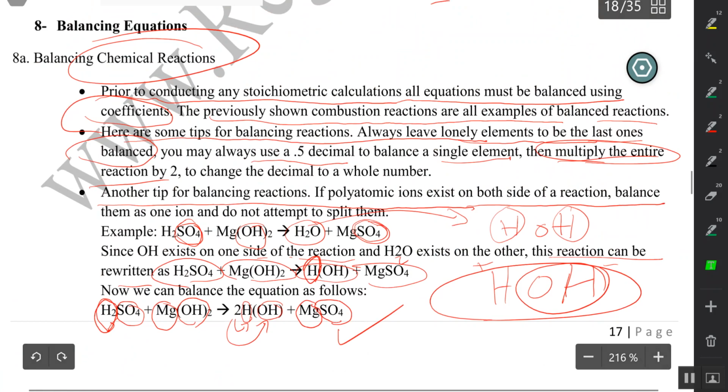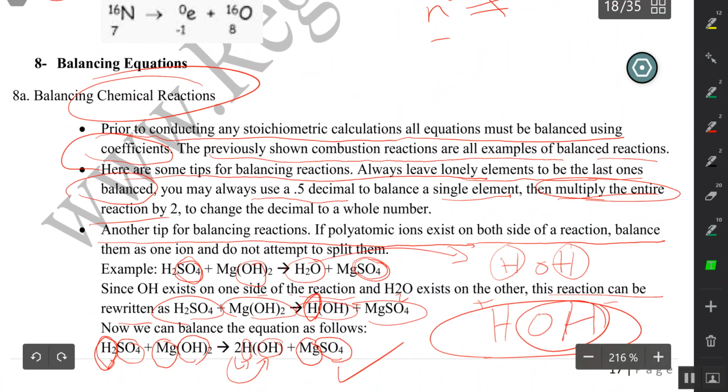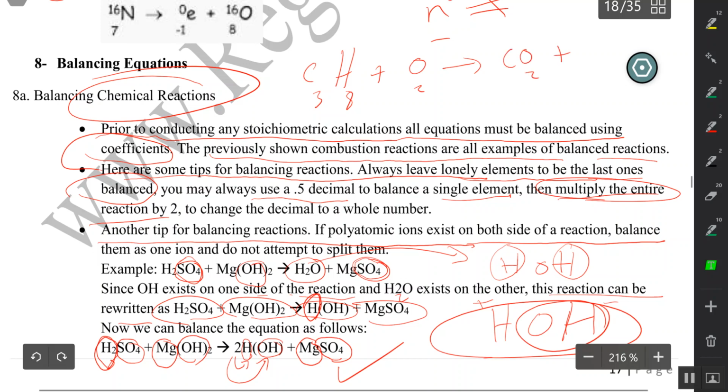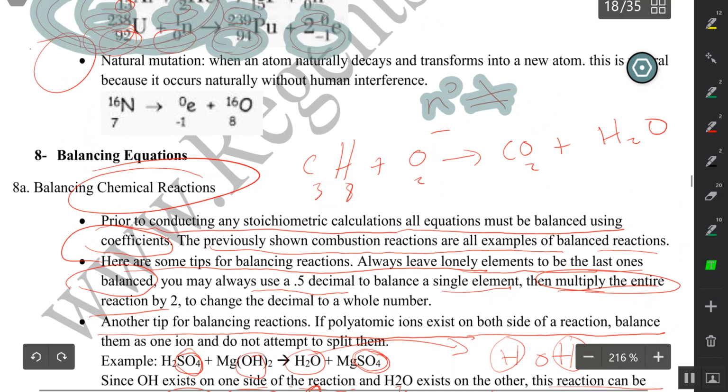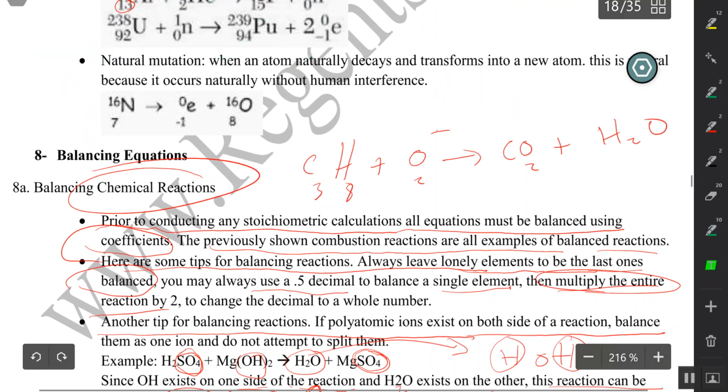Okay, let's try to do another example. Maybe we should try something like this. Let's do that same reaction that we had initially, where we had propane combined with oxygen to yield carbon dioxide plus water. So now I don't have OH on the left side of the arrow. This is the arrow. I don't have OH on the left side of the arrow.